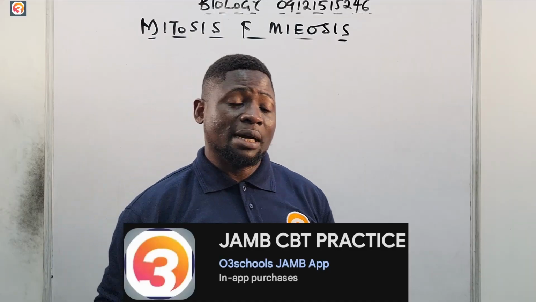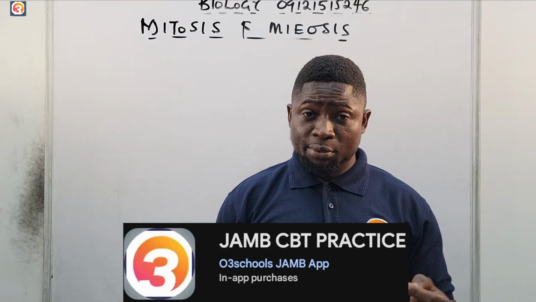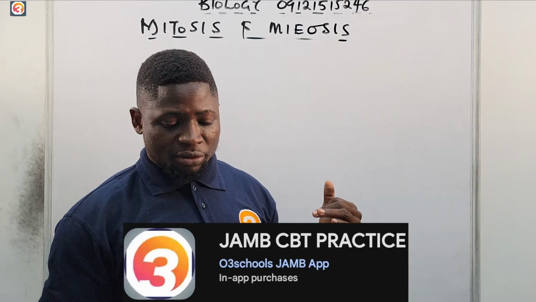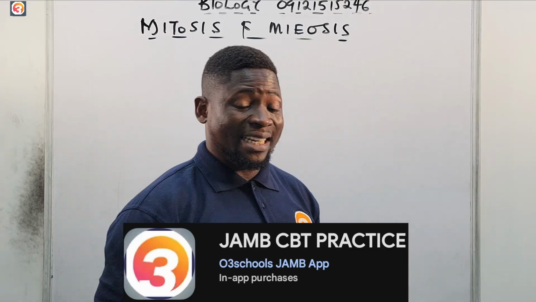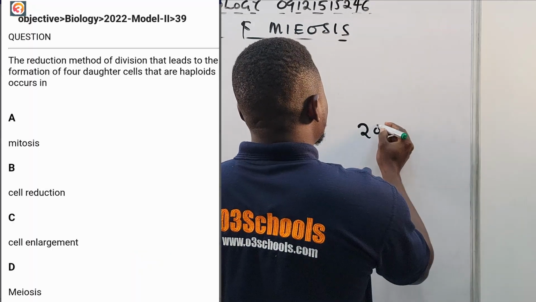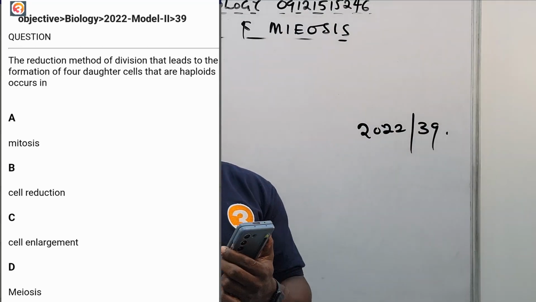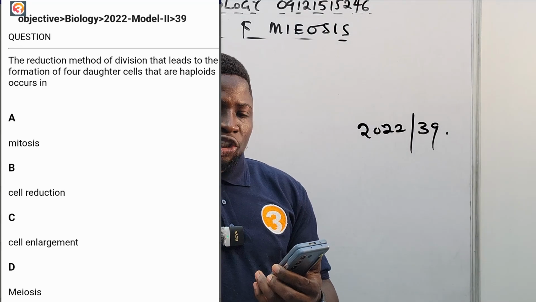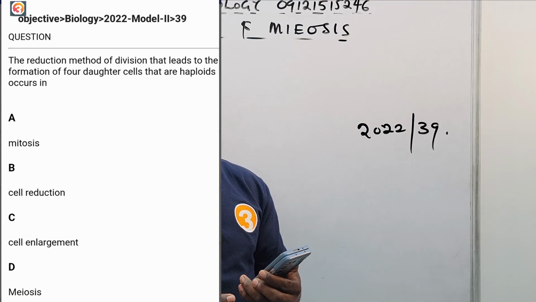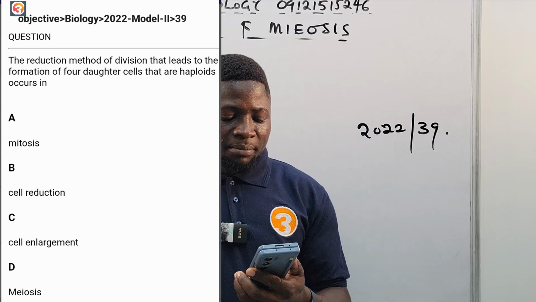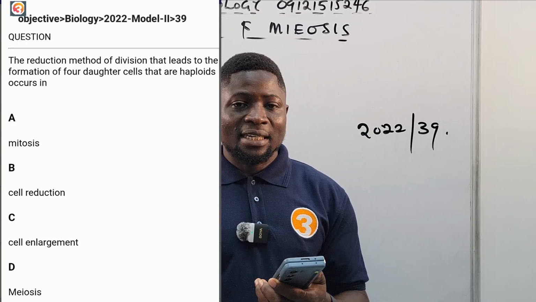Let us see a past question from the app that relates to what you want to study today. Using the question search feature on the app, we're able to draw out questions that have been asked from mitosis and meiosis. It says here that the reduction method 2022 number 39. It says here that the reduction method of division that leads to the formation of 4 daughter cells that are haploids occur in A says mitosis, B says cell reduction, C says cell enlargement, D says meiosis.